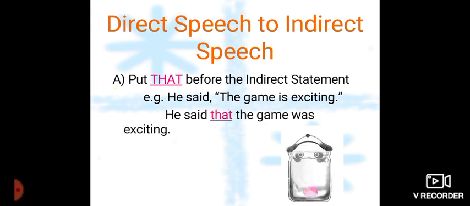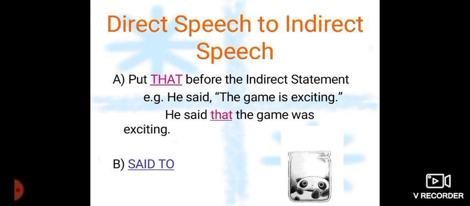Here we have the example: he said, in inverted commas, which are the actual words of a speaker, the game is exciting. This sentence is direct speech. Now we are going to change that into indirect speech. So the sentence is: he said that. This is the first rule, how we add that, before the indirect statement. Here, what is the indirect statement? The game was exciting. That is the indirect statement. Before the indirect statement, we want to add the word that. So the sentence is: he said that the game was exciting.